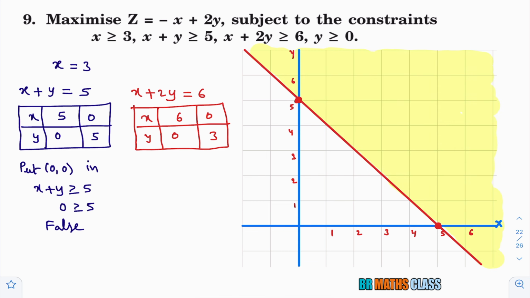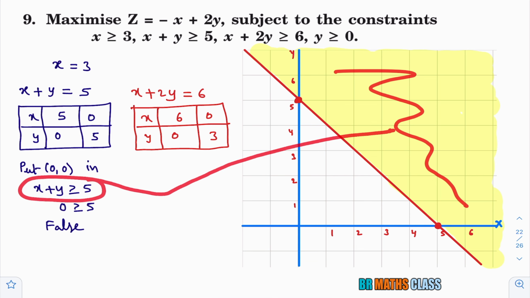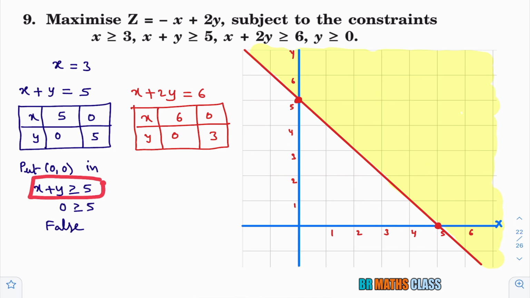You observe this yellow shaded part. That is the solution of this inequality x plus y greater than or equal to 5. If you take any point in this region and substitute it here, it satisfies this inequality. So we graphed the inequality x plus y greater than or equal to 5. Now we graph the inequality x plus 2y greater than or equal to 6.